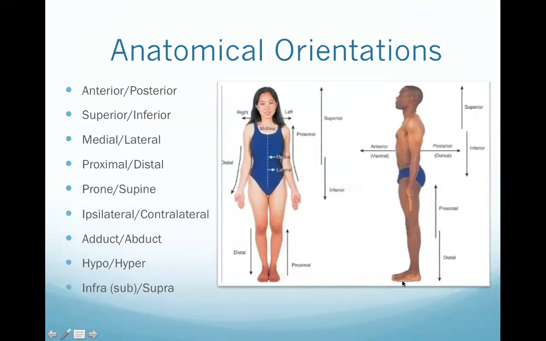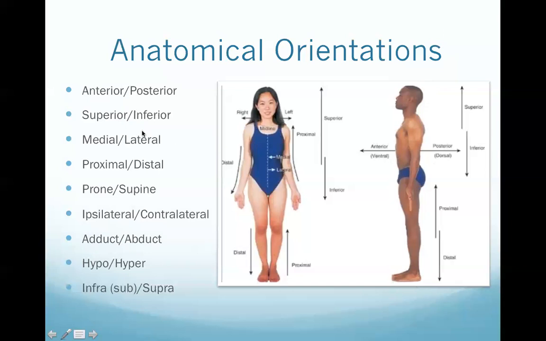Now, something to keep in mind that I didn't say is that these terms are used in relationship to other structures. So when we say superior, we are generally referencing one structure in relationship to another structure. So the head is superior to the feet. The same thing with anterior. The belly button is anterior to the buttocks. Or the heels are posterior to the toes. Okay, so it's in relationship to anatomical structures, one anatomical structure in relationship to another.